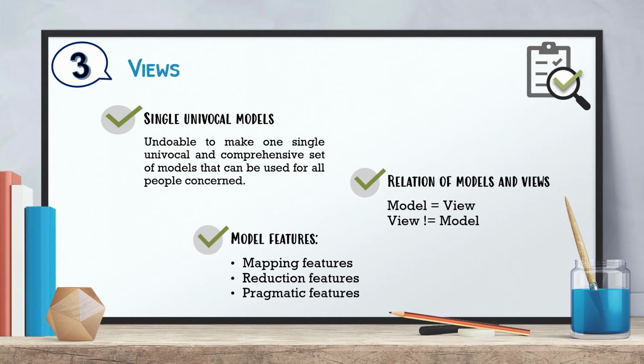Creating a model means creating or adjusting the mapping feature of a specific model. In creating views, one can make changes to the reduction and pragmatic features without changing the mapping feature. If you change the mapping feature, that means you are creating another model. But in order to create a view, you are just adjusting the reduction and also the pragmatic feature.